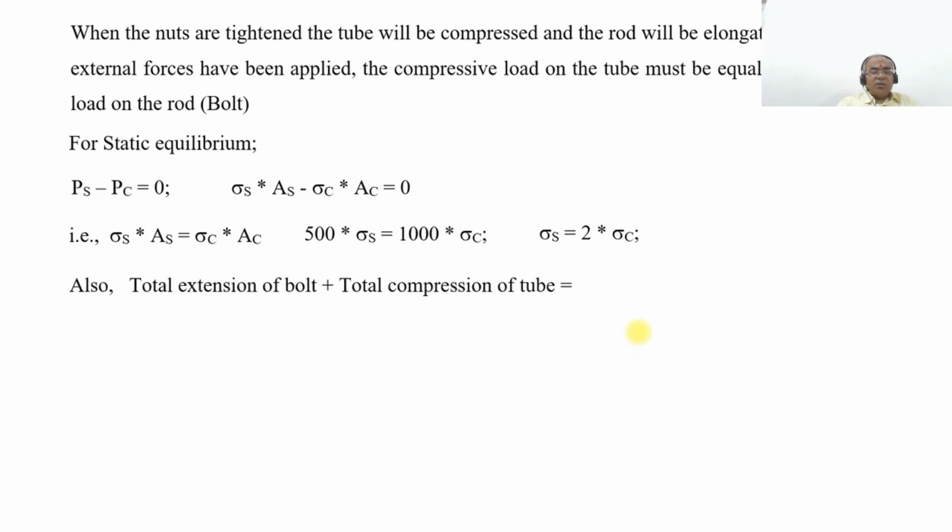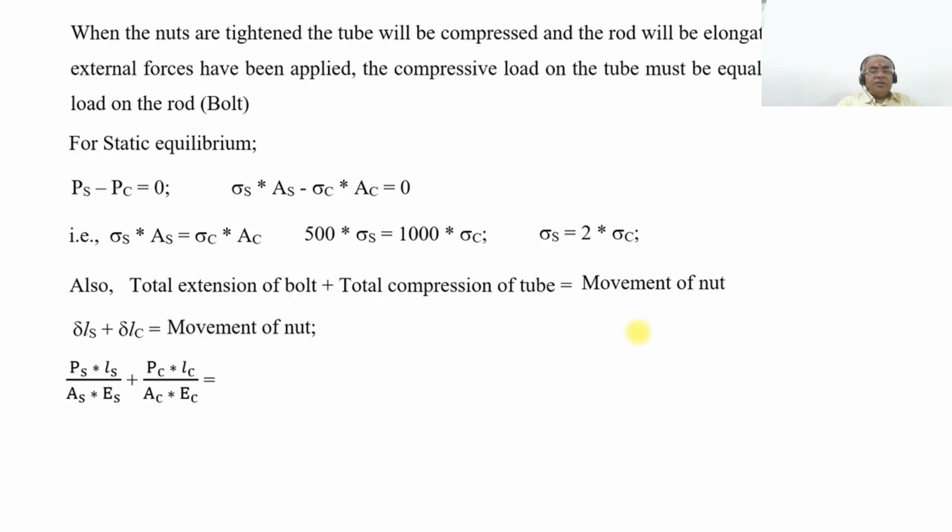Also, the total extension of the bolt plus the total compression of the tube will be equal to the total movement of the nut. So what is the total extension? Delta LS plus delta LC, that is the copper tube, will naturally be delta L, the movement of the nut. So delta LS is PS into LS by AS into ES, plus PC into LC by AC into EC, equal to the movement of the nut.